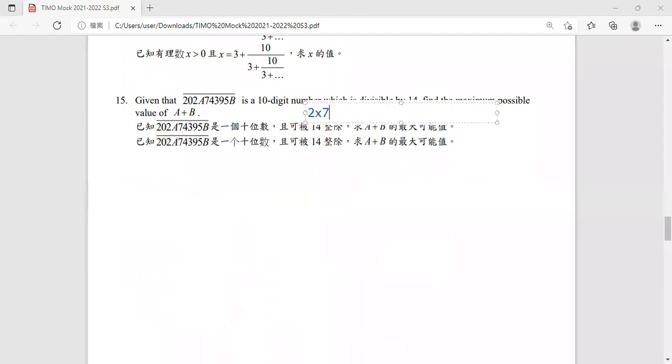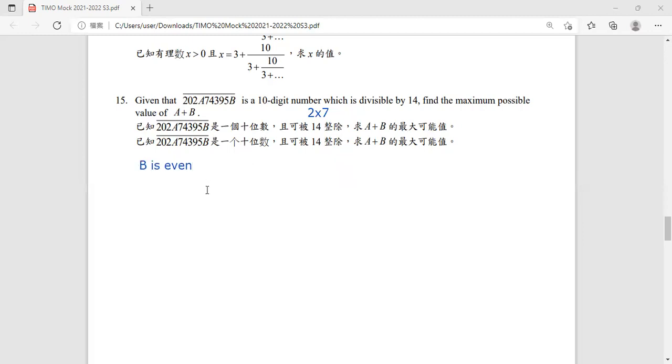Now first, you know this is 2 times 7, okay? So B should be 8. So now you know that B must be even. B is even, okay?